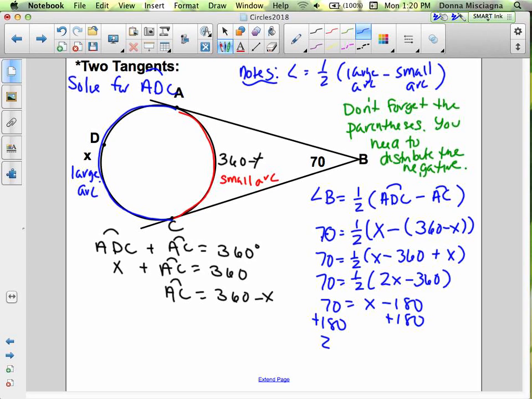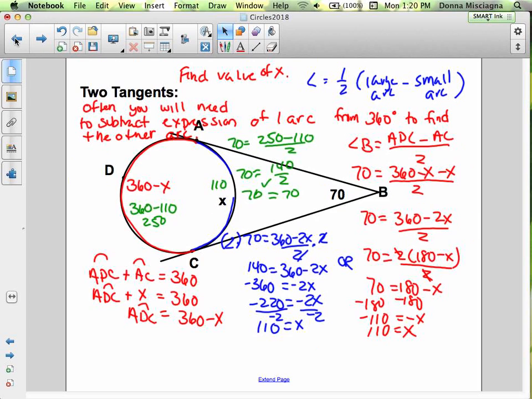So X is 250 degrees. And there we go, we've got that one done. And now if we looked at the other one, the large arc here was 250 degrees. Let's see what the small arc was. We had done that one on the previous problem. Look at that, we got 110. So the small arc was 110, and for the large arc, we got 250, right?